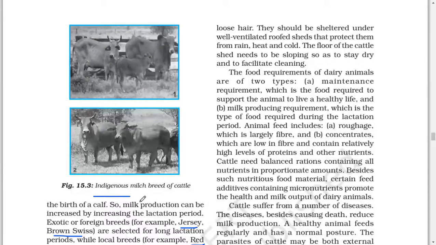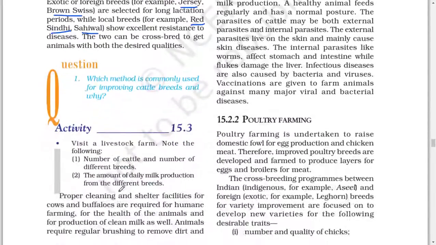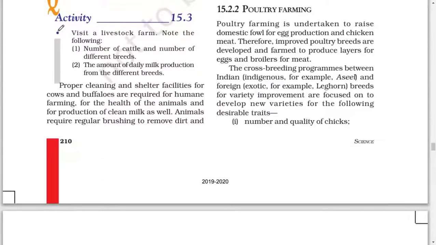Indigenous male breed of cattle. Question: Which method is commonly used for improving cattle breeds and why? Comment this. Activity: Visit a livestock farm. Note the following: 1. Number of cattle and number of different breeds. 2. The amount of dairy milk production from the different breeds.